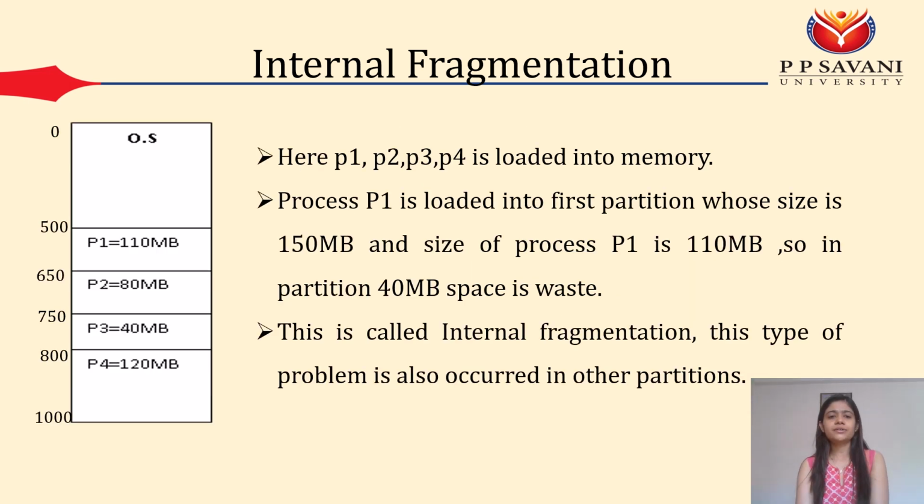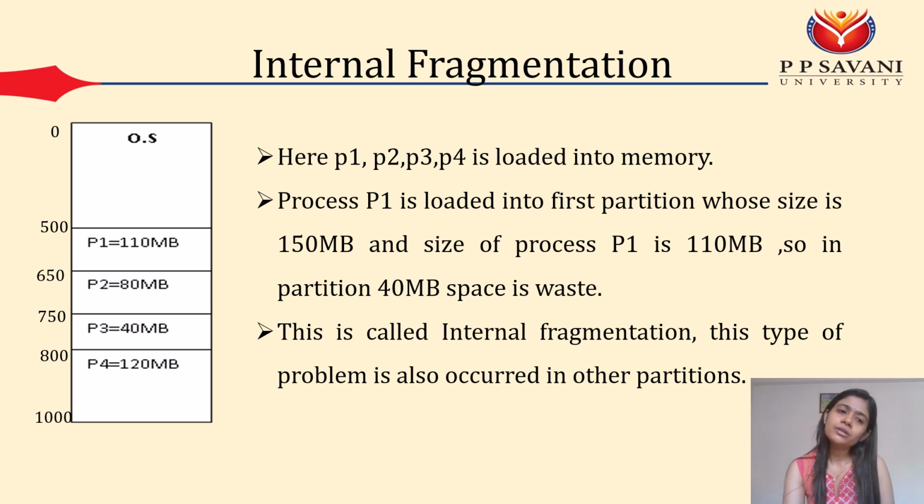So let's understand this concept with an example. Here there are four processes already loaded into memory, that is P1, P2, P3 and P4, and the size of each process is mentioned here. Sorry, the size of the P1 process is 110 MB, the P2 process is 80 MB, the P3 process is 40 MB, and the P4 process is 120 MB.